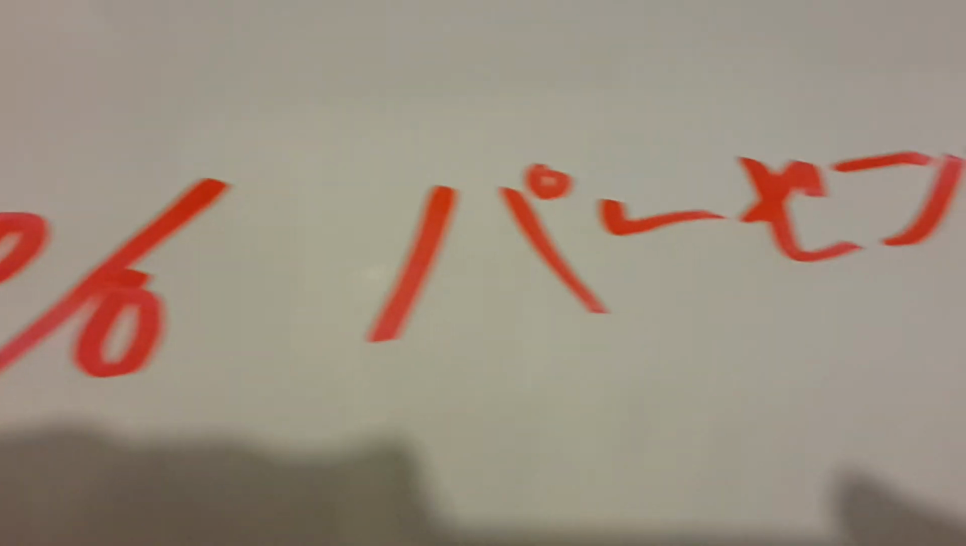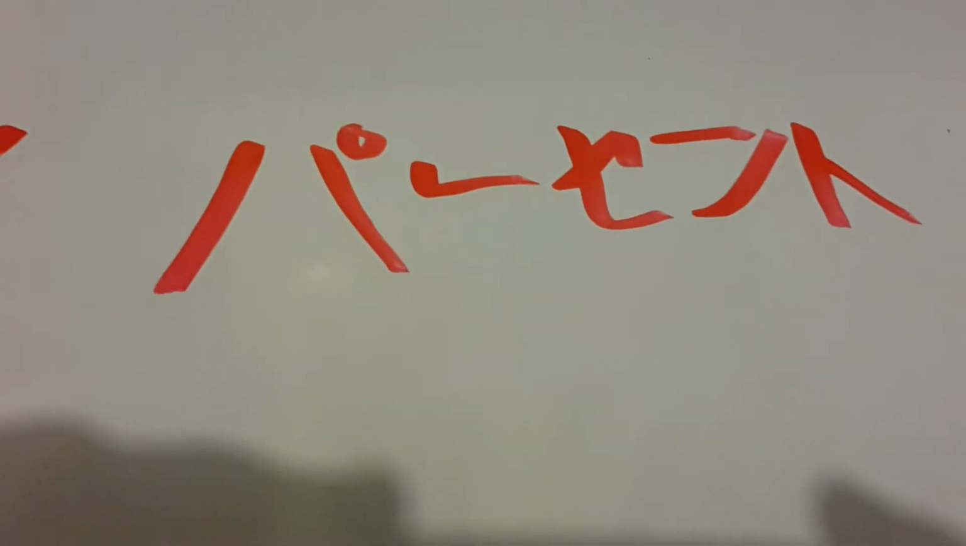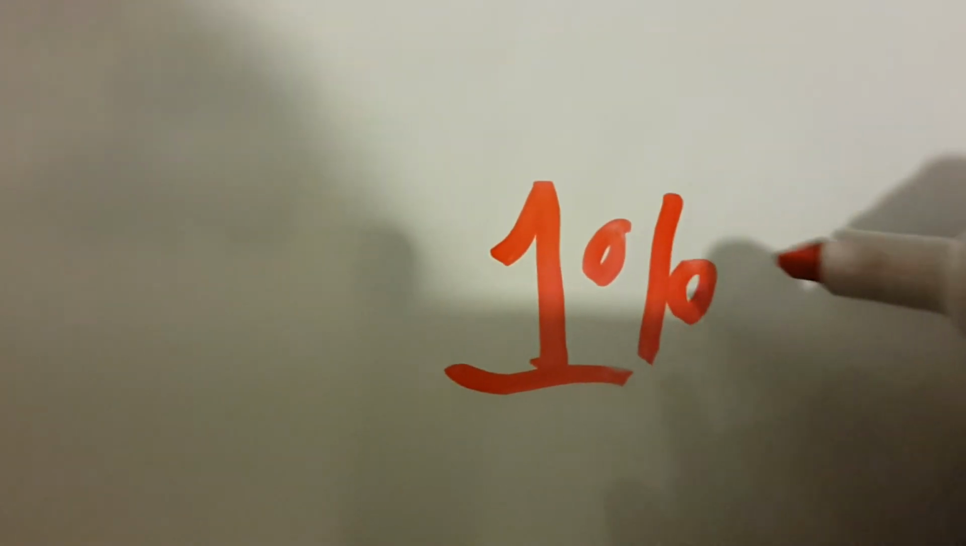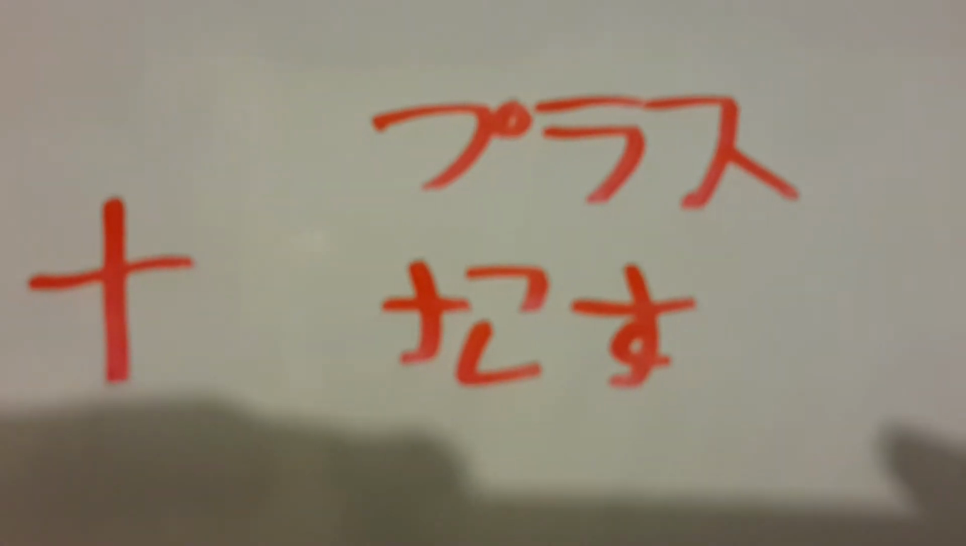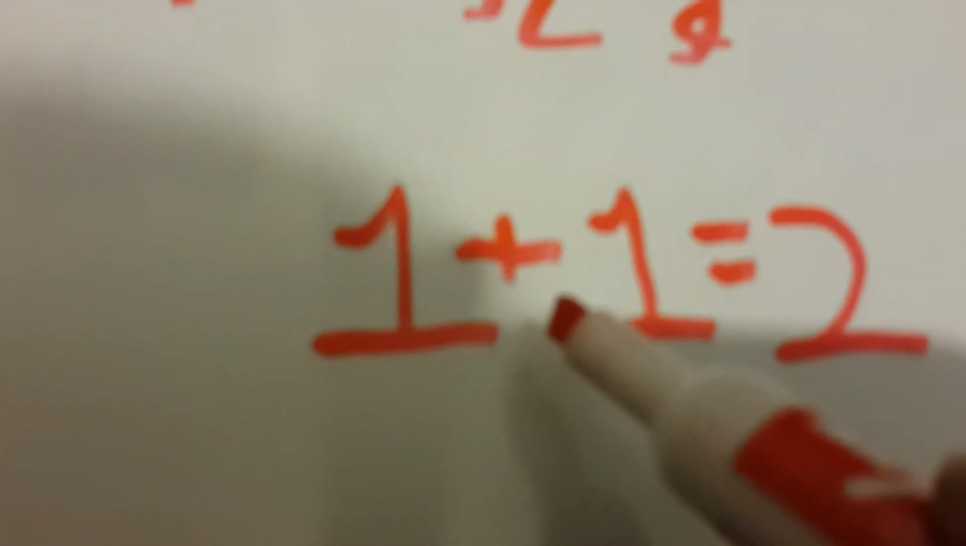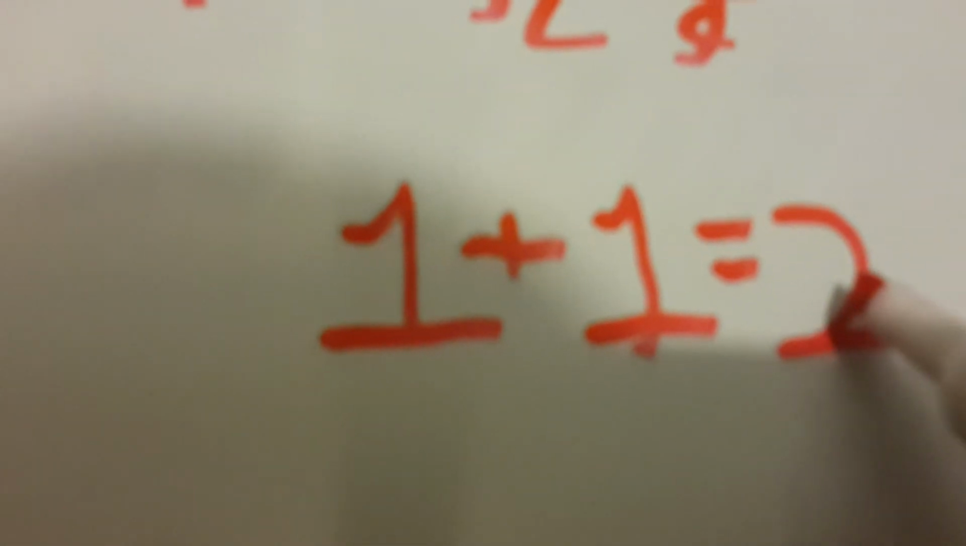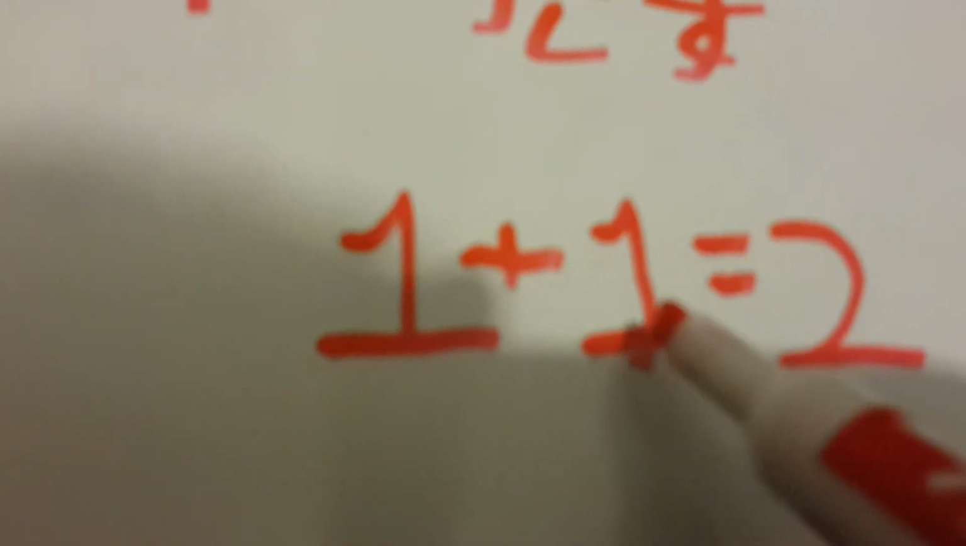The percent symbol in Japanese is pronounced pasento. And it's actually pretty simple. For example, if you had 1%, you just pronounce 1%. Pretty easy. Not that hard to remember. The plus sign in Japanese can either be pronounced plus, which is the English pronunciation with an accent, or tasu. For example, if you wanted to say 1 plus 1 equals 2, you could either say 1 plus 1 equals 2, or you could say 1 tasu 1 wa 2.